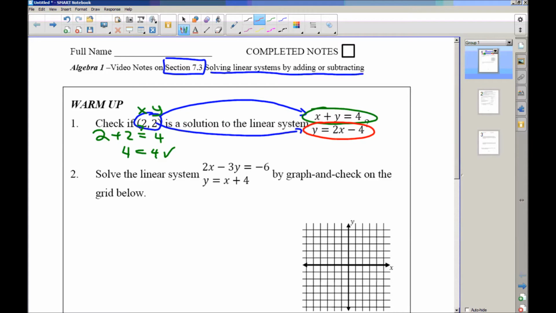So we'll plug in y as 2. We'll plug in x as 2. And we say this is 2 times 2, which is 4, and 4 minus 4 is 0. So this is not a solution to the red line, the one circled in red here. So it will not be a solution to the system.